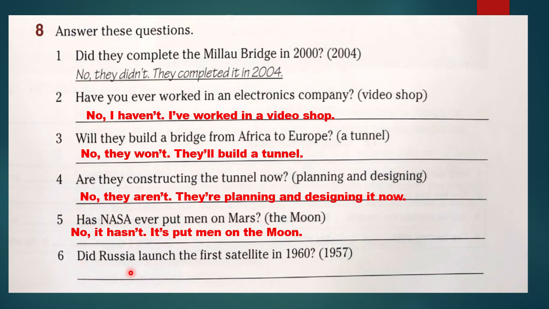Question number 6. Did Russia launch the first satellite in 1960? No, it's 1960. It's 1957. So the answer will be no, it didn't. It launched it in 1957. We get it from here.